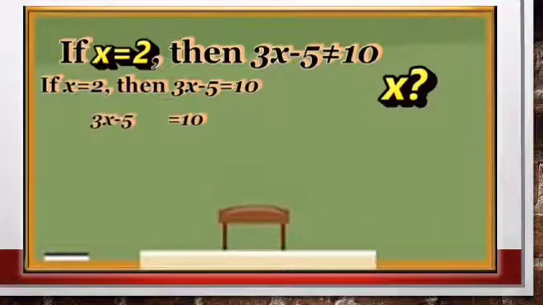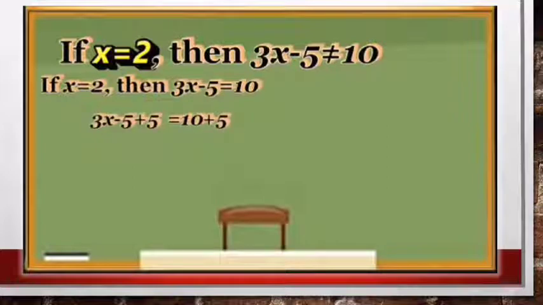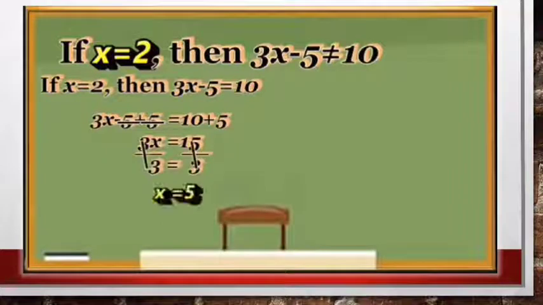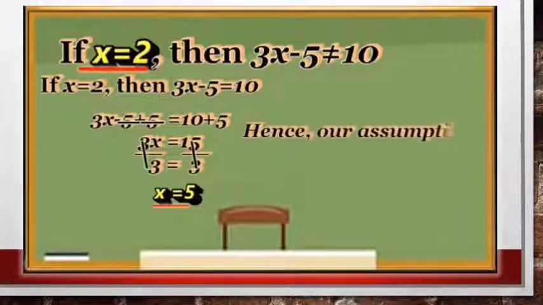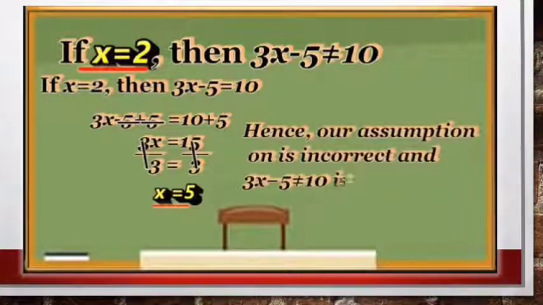3x minus 5 equals 10. So by addition property, that becomes 3x equals 15. By division property, that becomes x equals 5. So this contradicts the given statement that x equals 2. Hence, our assumption is incorrect and 3x minus 5 does not equal 10.